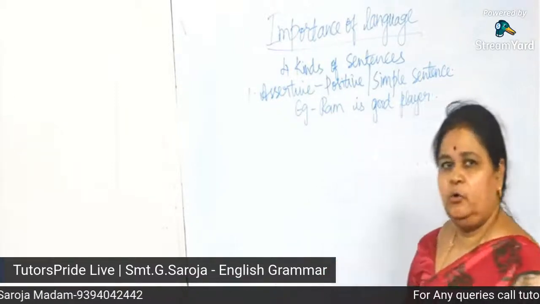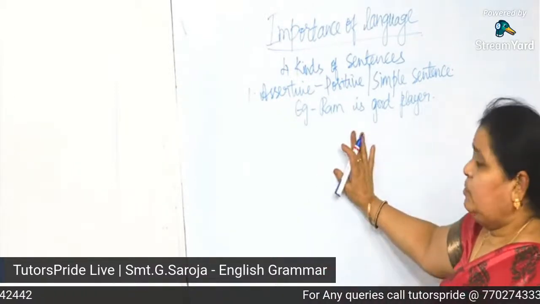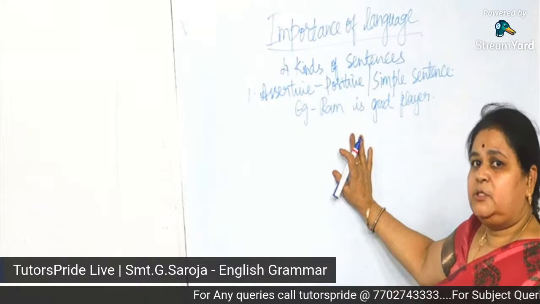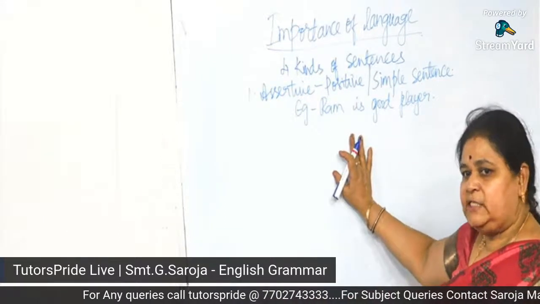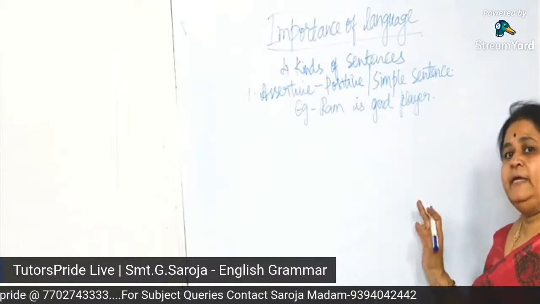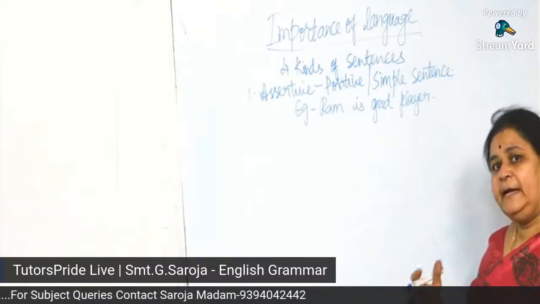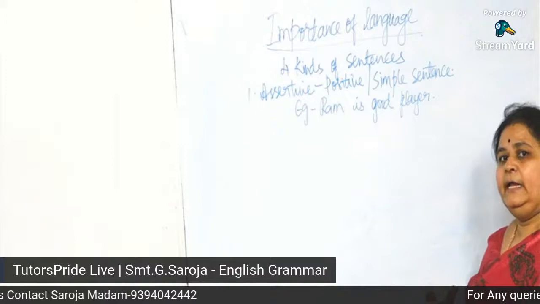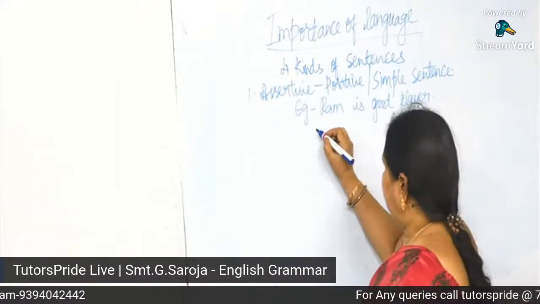Ram is a good player. Assertive. Now, in assertive, we can make two forms. We can make a positive sentence like this. The same sentence we can make negative by adding not.